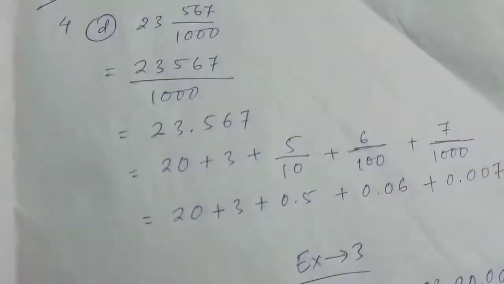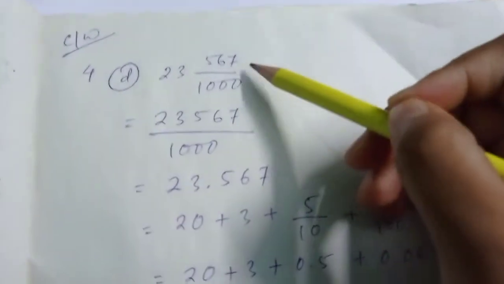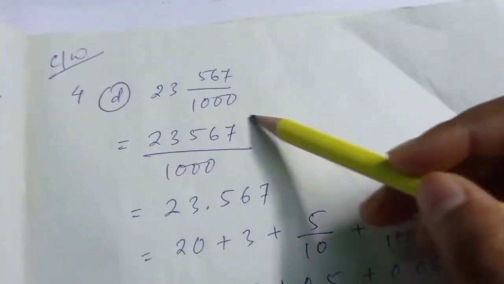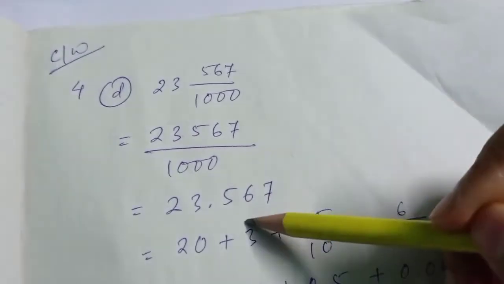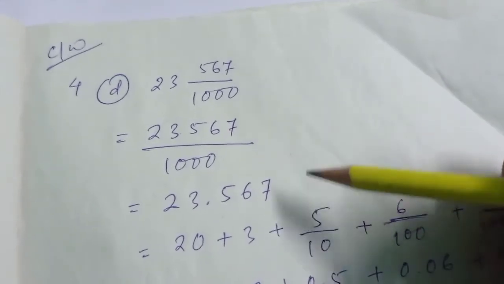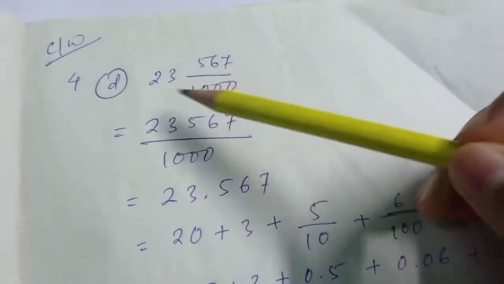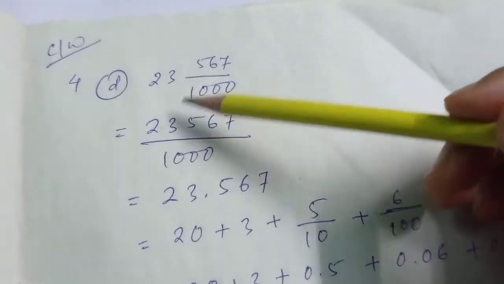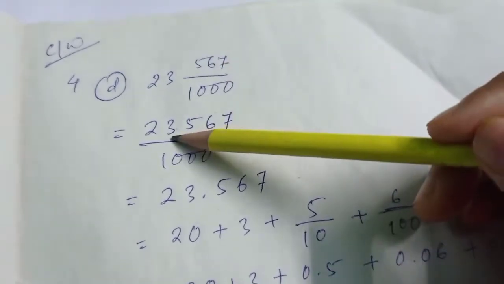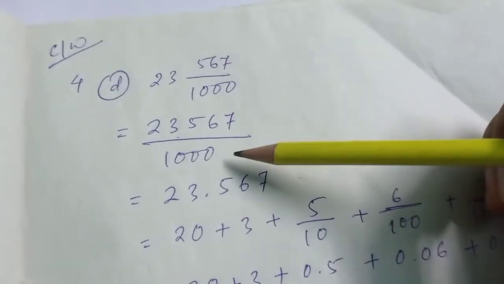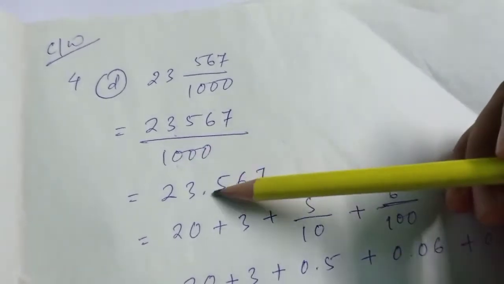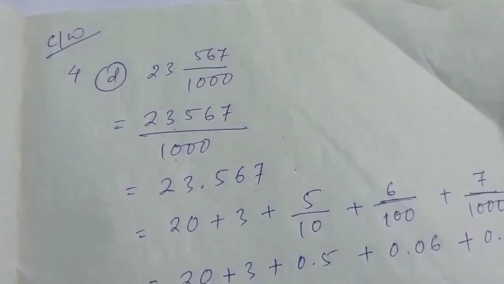So let us go to it, I have already completed it. So I have done that one. 23,567 divided by 1000. You can skip this step if you know it very easily. 23.567, like that also you can do, or you can convert that one in fraction. 23 divided into 1000 is 23,000 plus 567, so it will be 23,567 divided by 1000. Then, as there are 3 zeros, before 3 numbers you need to put a point. So it is 23.567.